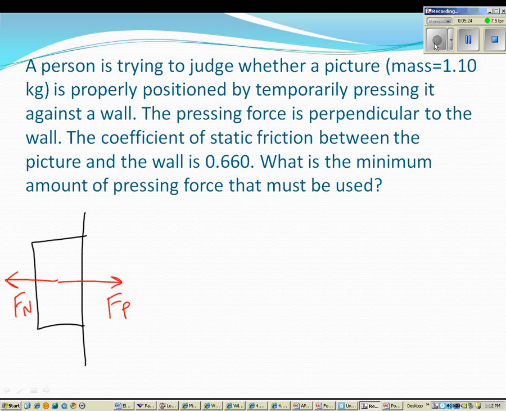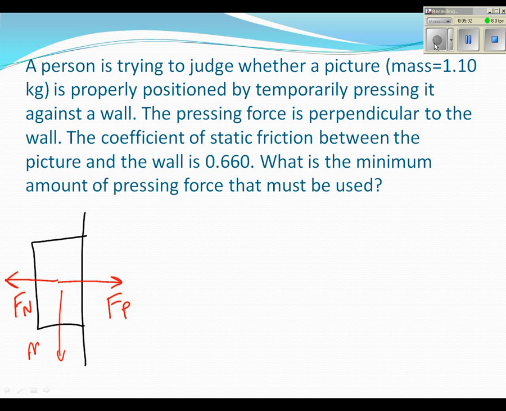We know the pushing force is in against the wall. We know the normal force is out from the surface of the wall. And we know that mg is going to be straight down. And we also know that the force of friction is going to oppose that weight downwards. There has to be a force holding it up, and that happens to be the force of friction.